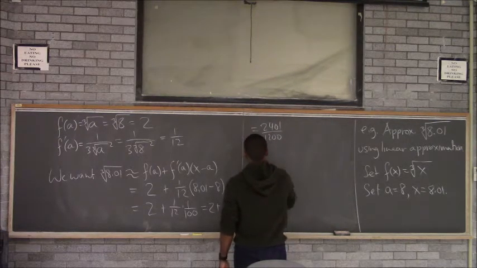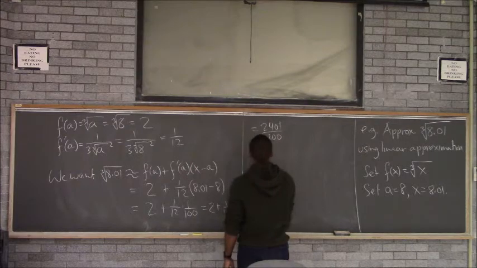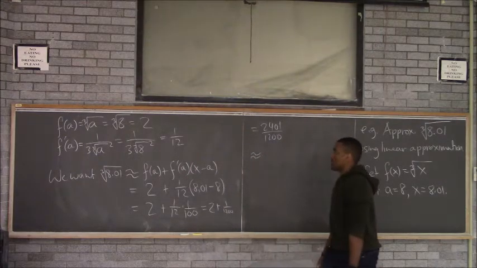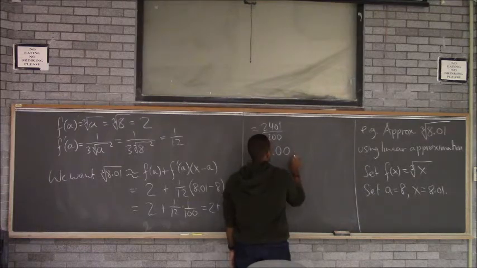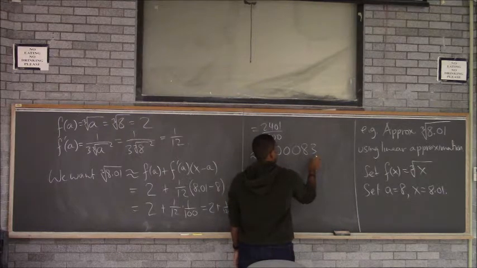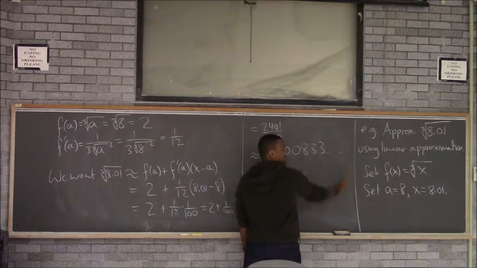What is that approximately? Anyone have a calculator? 2.00833. Okay.